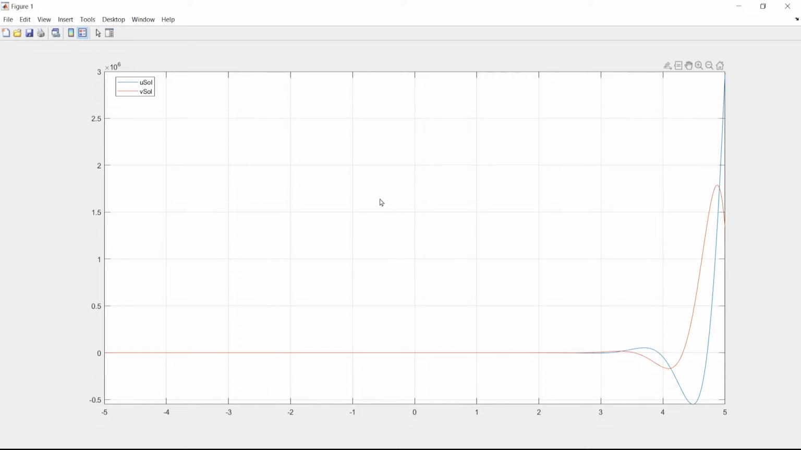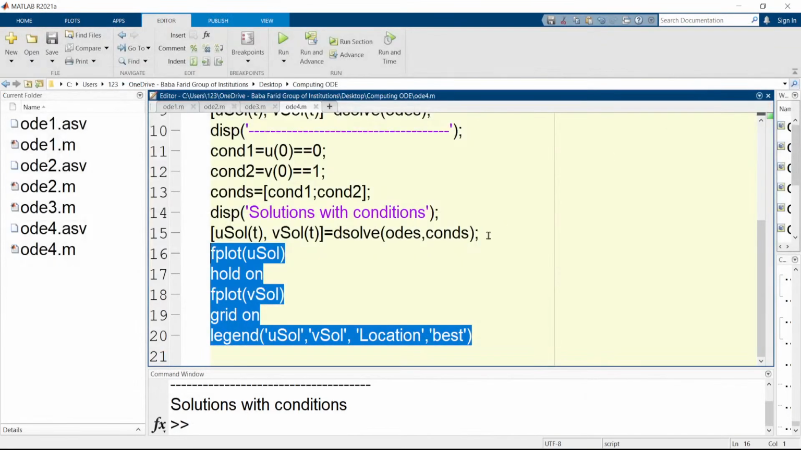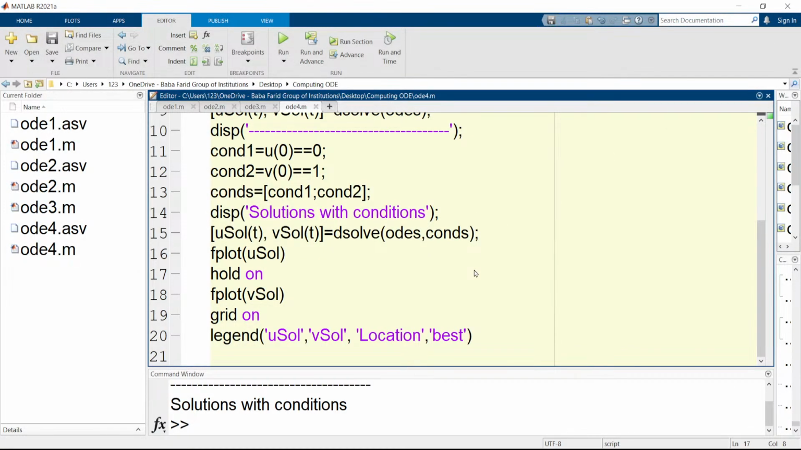So in this way we can visualize and make a more interactive, informative solution for the system of equations. You can extend this code for multiple equations, 3 equations, 4 equations, 5 equations, whatever you are given. So I think the content which I presented here will be very helpful for you.